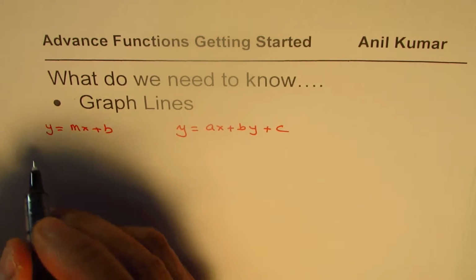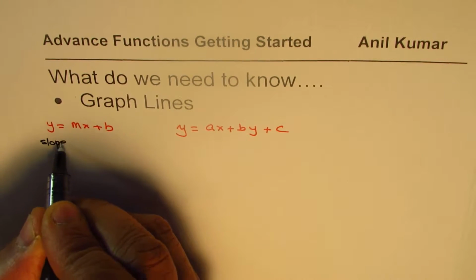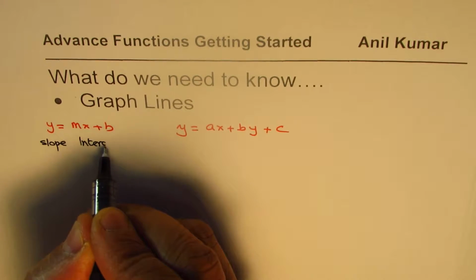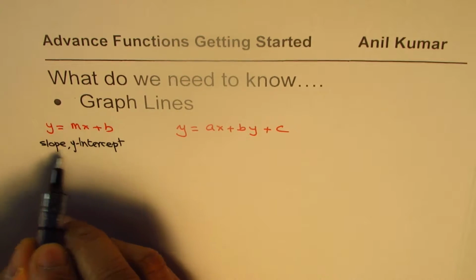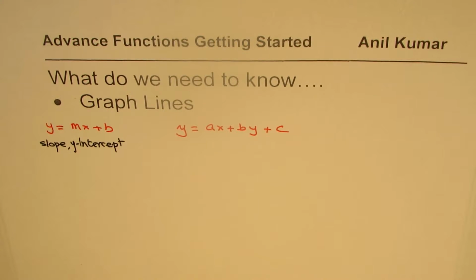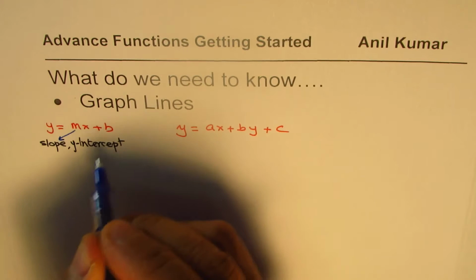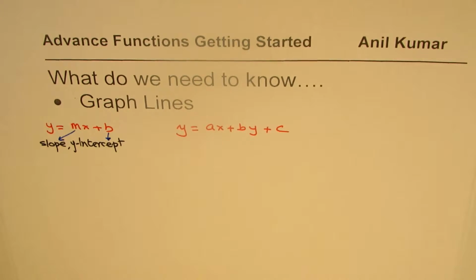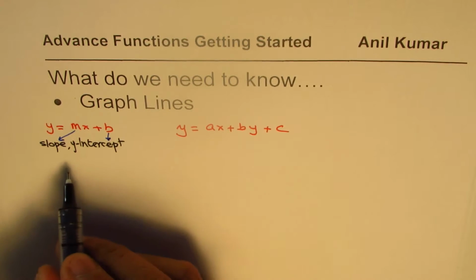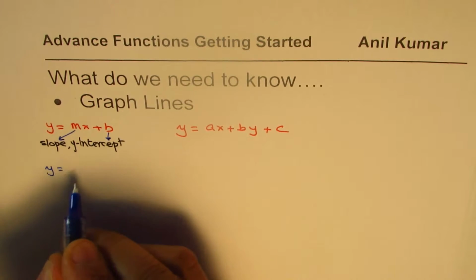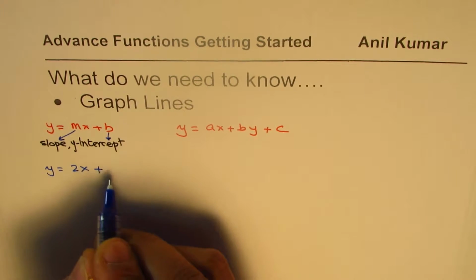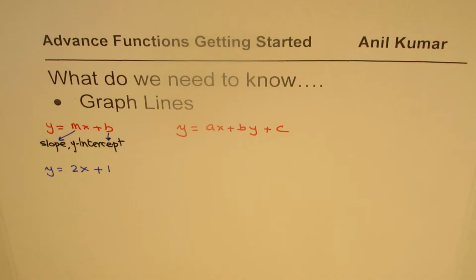The first one here is called slope-intercept form. Sometimes we write slope y-intercept form. The reason is that m is the slope and b is the y-intercept. Sketching these lines is very easy. Let me take examples to illustrate. So if I have the line y equals 2x plus, let's say, 1, in that case, to sketch a line, what can we do?